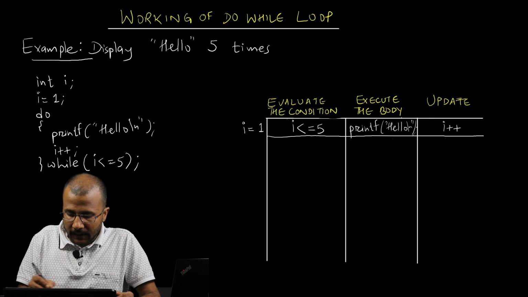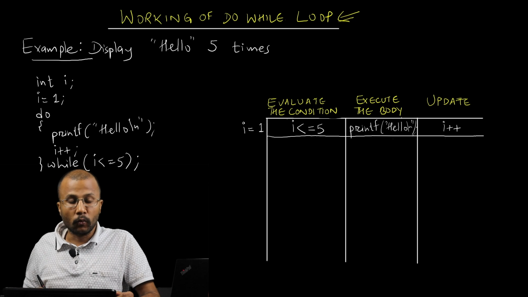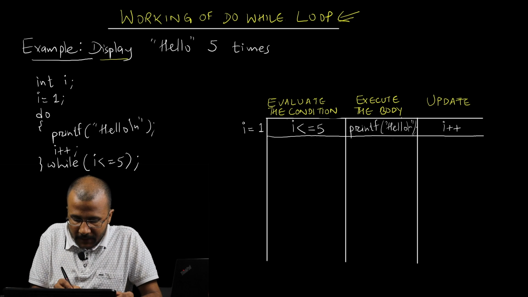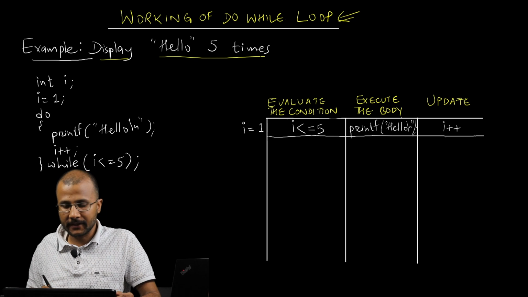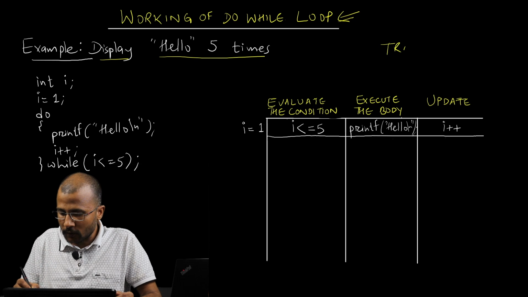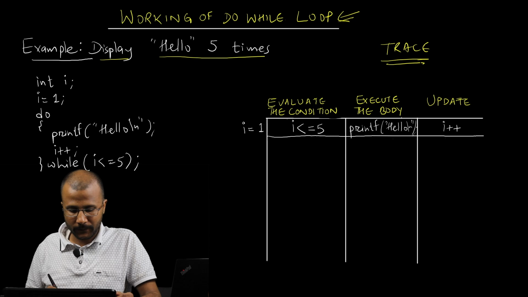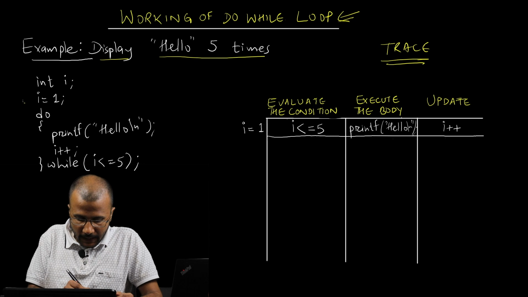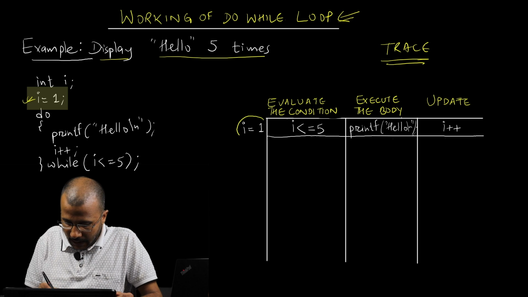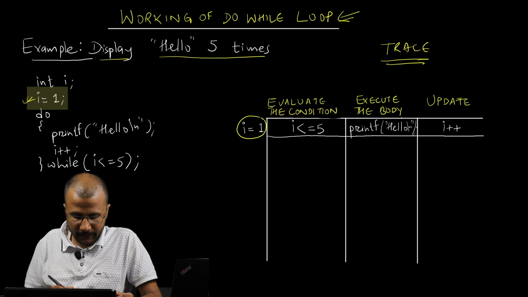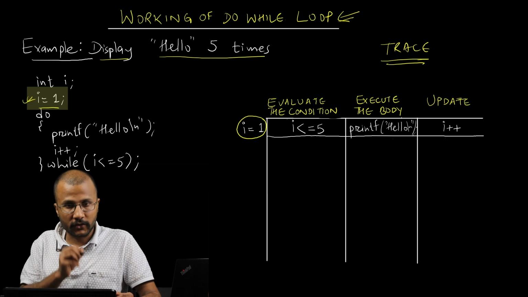Now let us understand the working of the do while loop in more detail for the same problem of displaying hello on the screen 5 times. We are going to trace this code and see what the output would be in detail. So first of all, I is initialized to 1. So initially I has the value 1. This is executed first. This is initialization.